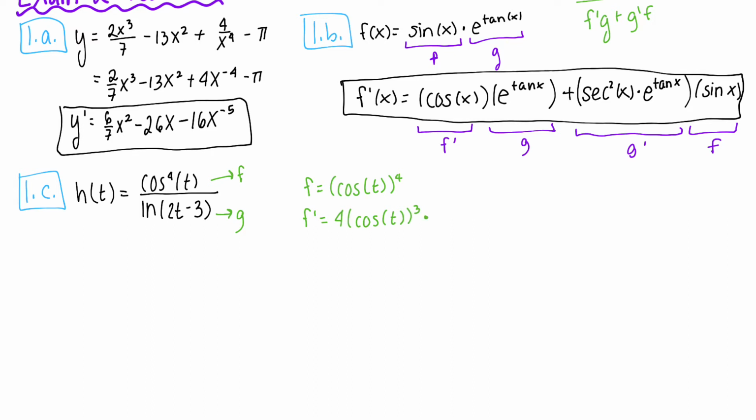And then times the derivative of the inside. So the derivative of the inside is negative sine of t. To rewrite this to make it a little more concise, the negative can come out front, so this can be negative 4, and then I could write cosine cubed of t sine t. That's just to rewrite it. You don't have to, but it just makes it a little easier to read. G is ln of 2t minus 3. Derivative of ln, it's the derivative of the inside, so 2, all over the inside. So 2 over 2t minus 3.